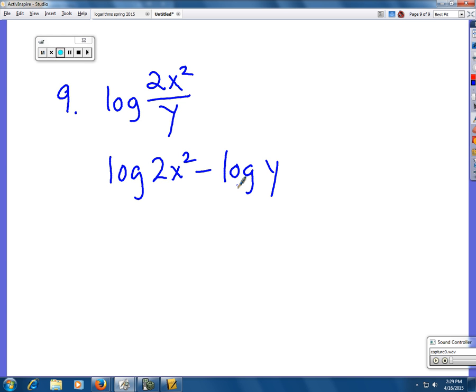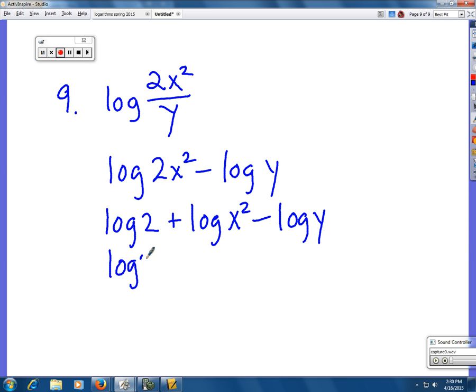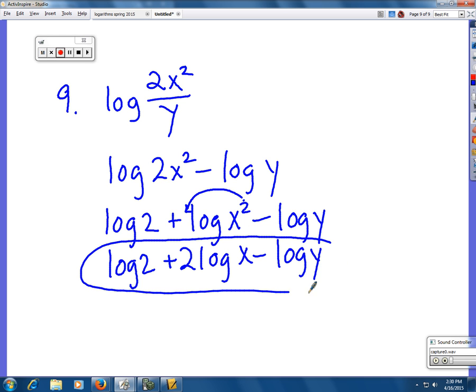This doesn't need to be broken down any further, but this one, I have two things because I have a product and I have a power. So that's going to be broken down to log 2 plus log x squared minus log y. You still have to put your log y in. So now this is done, log 2. I take the 2 and put it in front, plus 2 log x minus log y. And that's your answer.